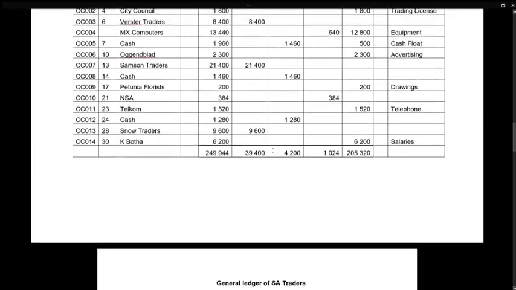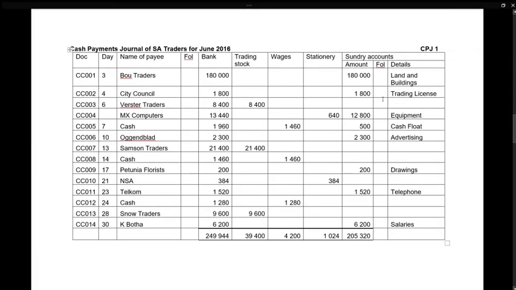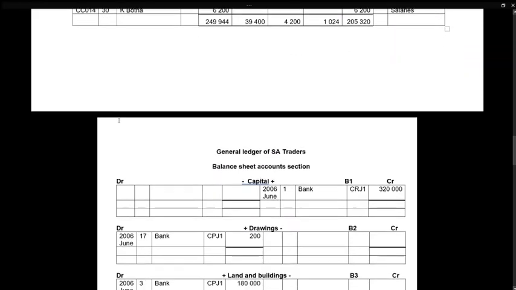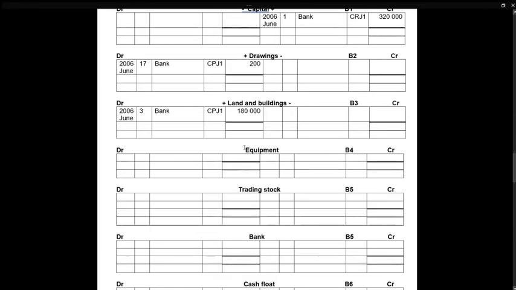Right, next one, equipment. Remember, we purchase computers, which will go to my equipment account. 12,800. It took place on the 6th. Remember, on the same day, that's why it's empty there. Okay, let's go and account for that. Equipment is also an asset. Signs will be plus and a minus. So it will increase in my debit side with 12,800.